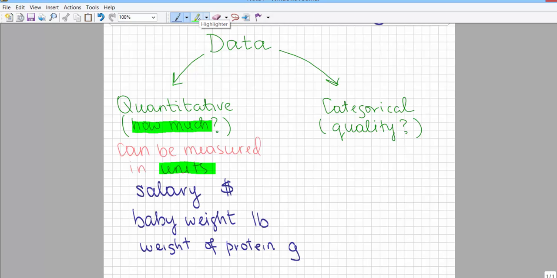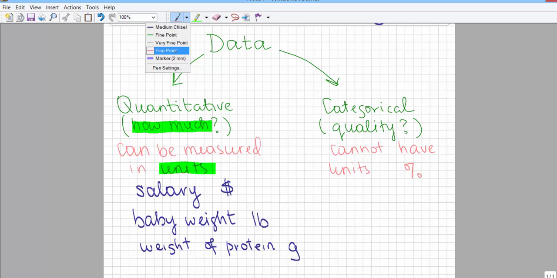Categorical is quality. Does this group possess this particular quality? Okay, and it cannot be measured in units. Cannot have units attached to it. But what can it be measured in? Think about it as percentage. So if you were to describe your sample, and it's categorical data that you're dealing with, you would say, all right, I have a certain percentage of my sample that has this particular quality.